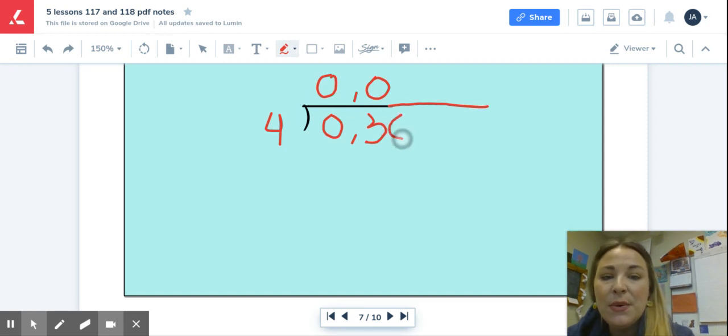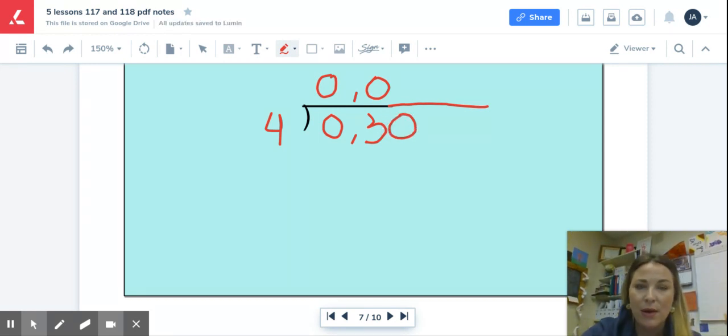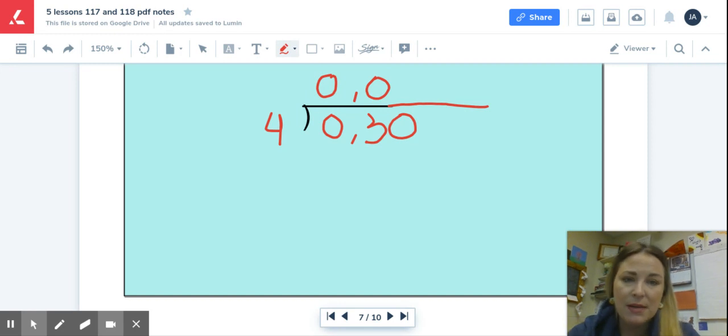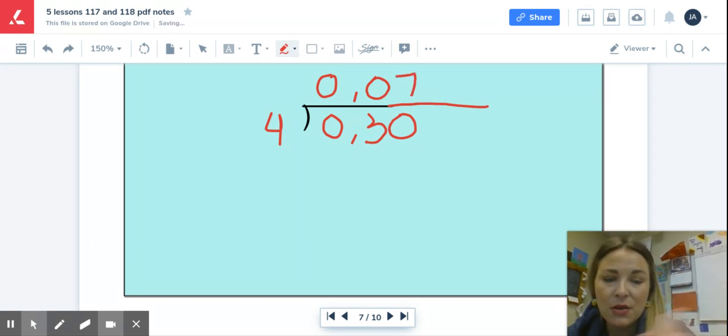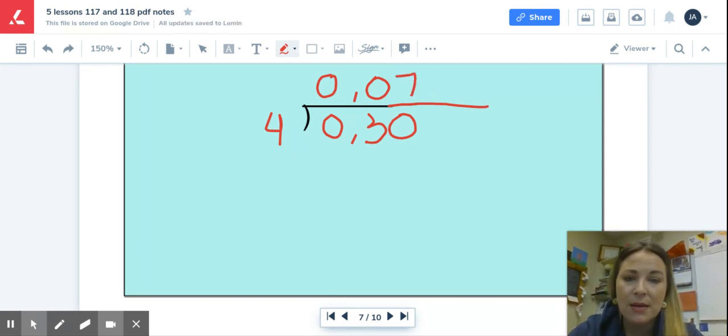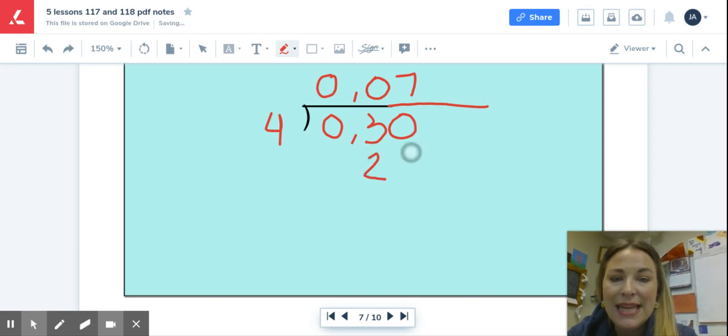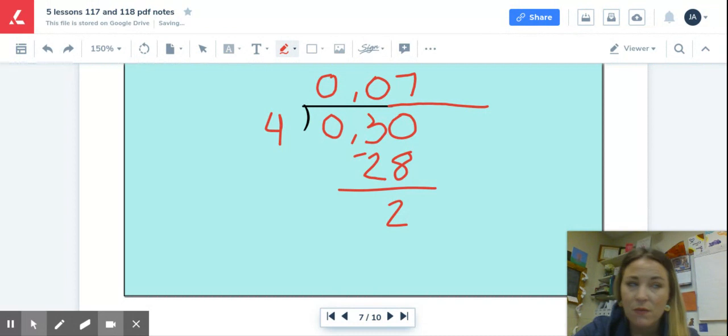So if I add a 0 in here, now I'm asking, well, 4 can't go into 3, but can 4 go into 30? Sure. How close can we get? 4 times 7 is going to get us the closest without going over. 4 times 7 is 28. And we're left with 2.